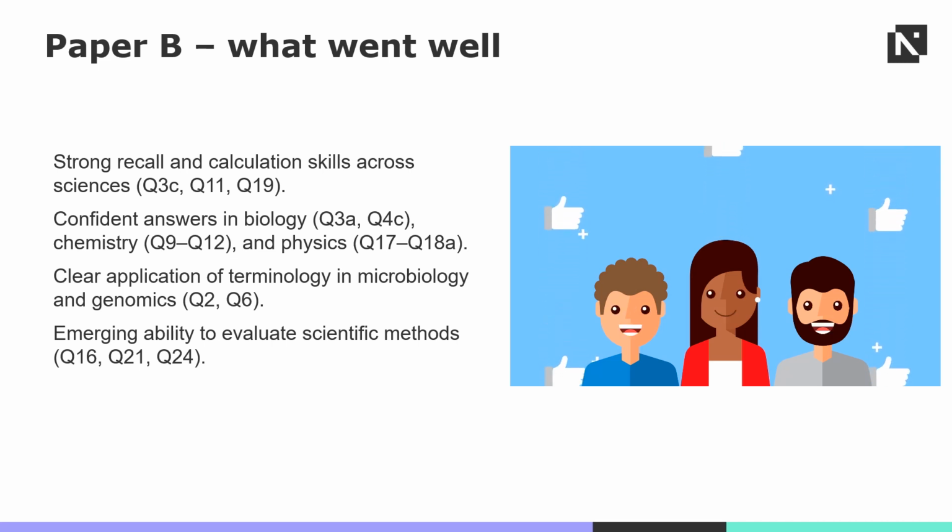accurate conclusions. There were also confident answers in biology, such as questions 3a and 4c, where students showed a secure understanding of cellular structures and function. In chemistry, questions 9 to 12, students handled bonding, structure and chemical calculations effectively. Likewise, physics responses in questions 17 to 18a showed students could apply key concepts like voltage and magnetism.